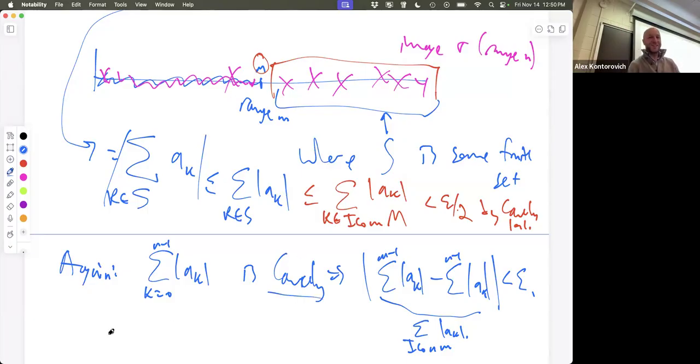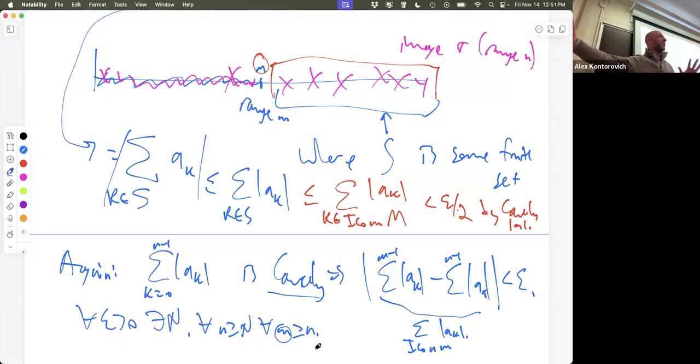Because look at what Cauchy says. It says for all epsilon, this is essential. Now you're going to see the power of Cauchy. There exists an N, so that for all n at least N and for all m at least N, no matter how much farther out you might need to go, this difference will still be less than epsilon. In other words, this sum, no matter how much farther out m needs to be, will still not exceed epsilon over 2.